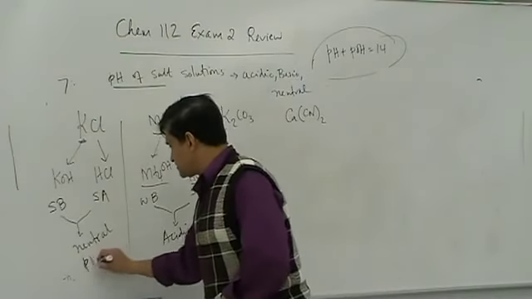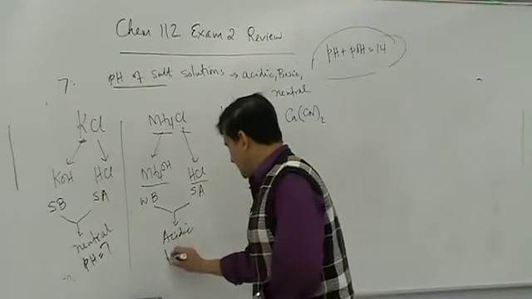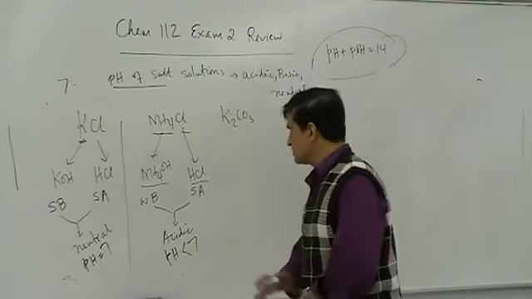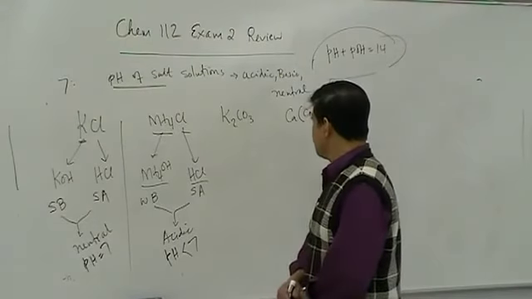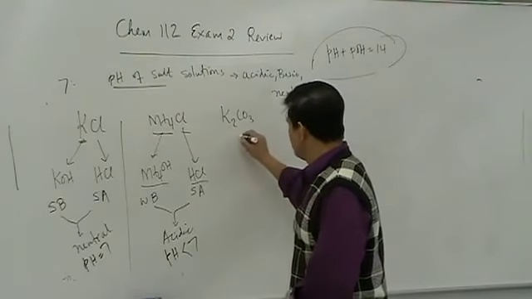Neutral means pH equal to 7. So in the first case you expect pH 7. In the second case, you know this is acidic, so it should be less than 7. In the same way, you can try the other ones. I can do one more.